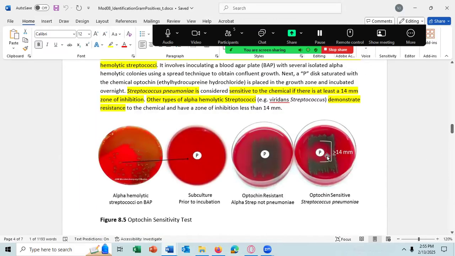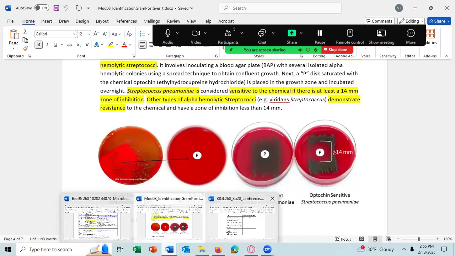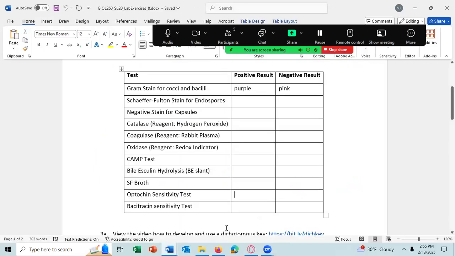So you have to say for positive that it's 14 millimeters or greater. And then for the negative result, you have to say less than 14 millimeters or no zone of inhibition. Go back to the table now. And then give the bacitracin sensitivity test, similar to the optochin sensitivity test. Positive result, and then the bacitracin sensitivity test, negative result.